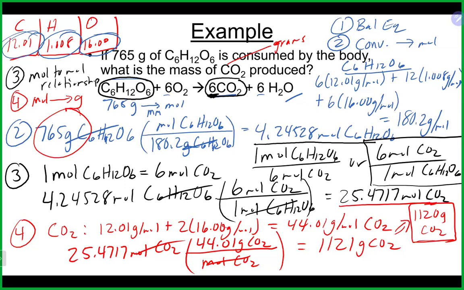If everything went perfectly, basically what that number means is if you put into that reaction 765 grams of C6H12O6 and everything went perfect, you should get out of that equation or reaction about 1,120 grams of CO2 should be produced. Again, it is the same 4 steps.